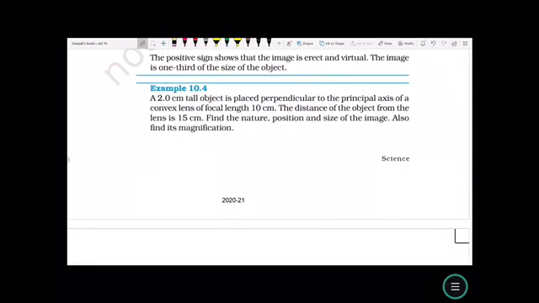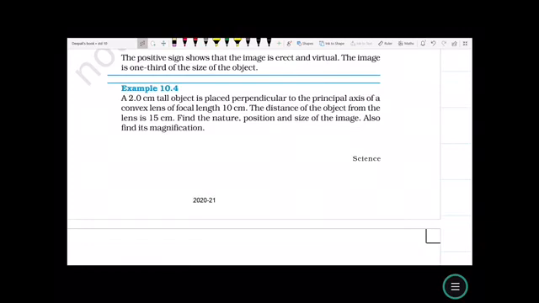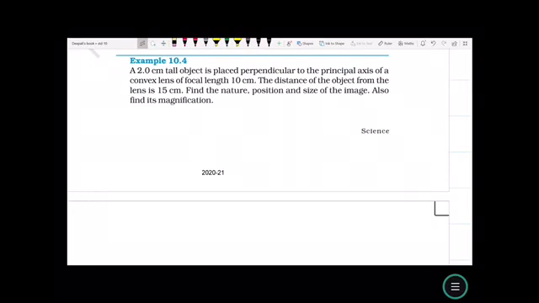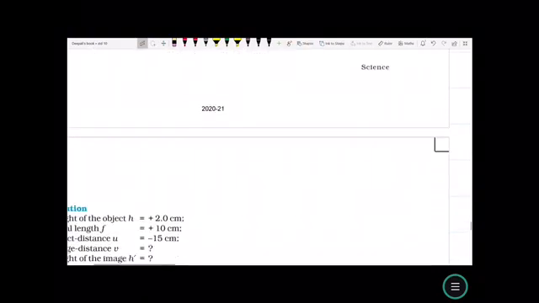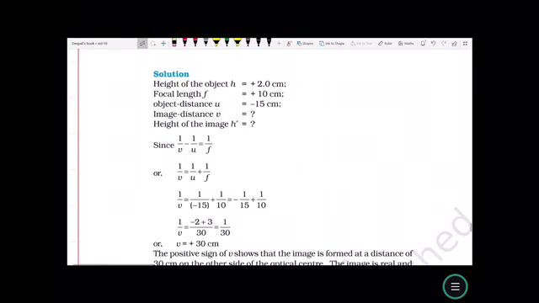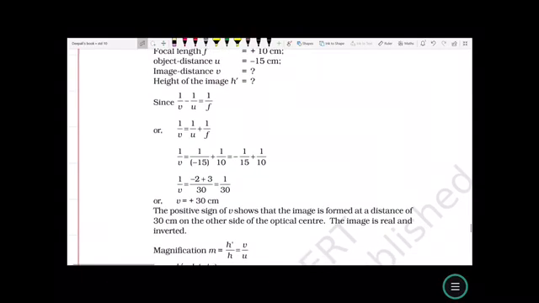Let us see one more example. A 2 cm tall object is placed perpendicular to the principal axis of the convex lens of focal length 10 cm. The distance of the object from the lens is 15 cm. Find the nature, position and size of the image. Also find its magnification. So, what is the solution? Height of the object h is plus 2 cm. Focal length f is plus 10. Object distance u is minus 15. Image distance v we have to find. Height of the image h prime we have to find.